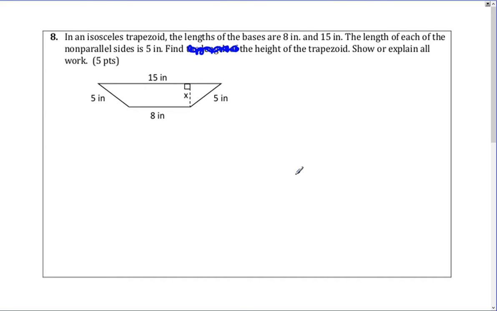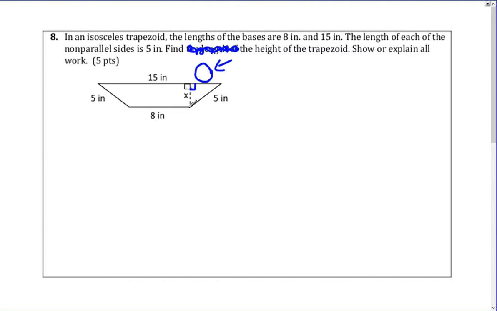Okay, so we need to find this. I see there's a little right triangle here. If only I knew what this side was right here, I could use the Pythagorean theorem with this, 5, and x, and I could find my missing side. So that's going to be my goal. I'm going to try to find out what that piece is. Okay, so I've got this side is 8.